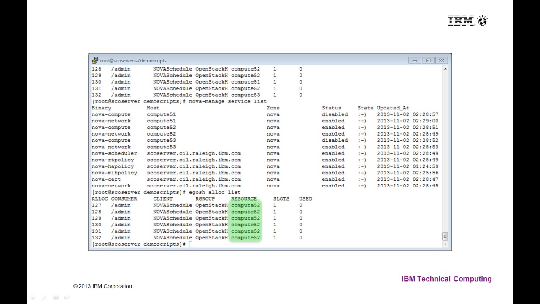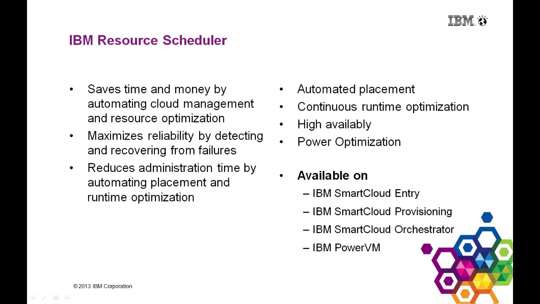When Compute 52's CPU utilization crosses the upper threshold, the Resource Scheduler will begin starting up additional hypervisors, and the load balance policy will make sure the VMs are optimally distributed. This example shows how the Resource Scheduler automatically optimizes power consumption by migrating VMs off of lightly loaded hypervisors and then powers them down. The IBM Resource Scheduler is built on technology proven to be highly available, reliable, and scalable.